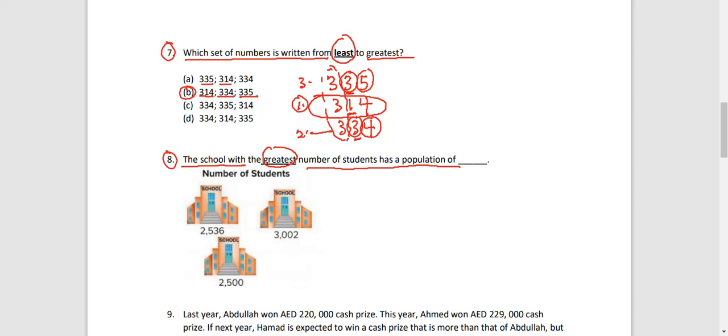Question 8. The school with the greatest number of students has a population of. So observe all the schools. The one with the greatest number, that is highest number, is 3002. Also remember, if the question says least, that is the smallest. For the smallest, it is 2500. Be careful of what you have there.